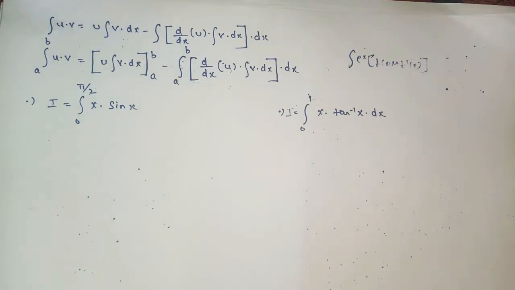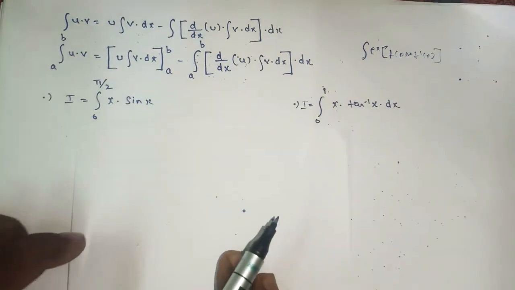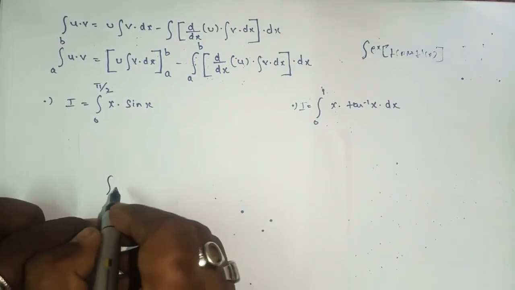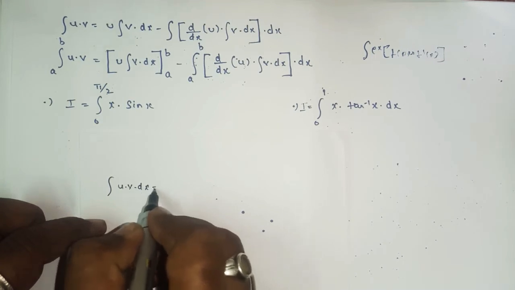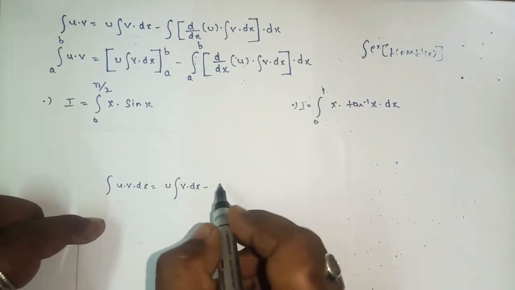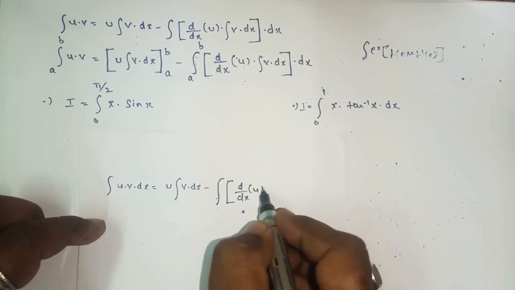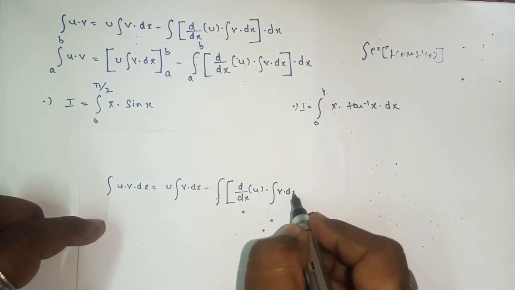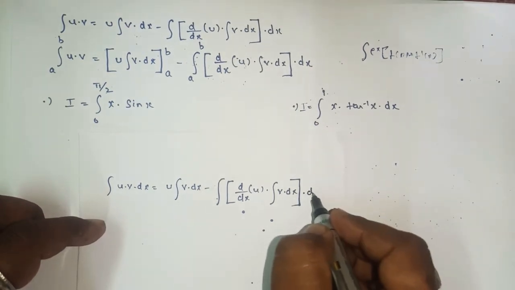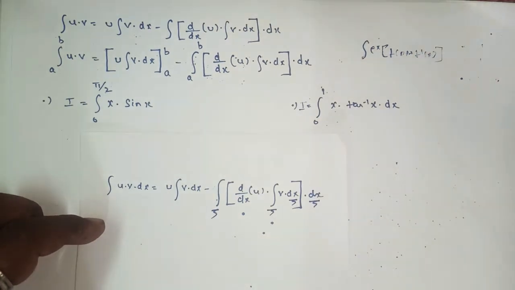Now what exactly we have to do? We all know the formula for u into v. The formula which we use for u into v in integration is different from the one here, due to the upper limit and the lower limit. The formula in integration is: u into integration of v minus integration of derivative of u into integration of v, into dx. This dx is for this integration, and this dx is for this integration symbol.